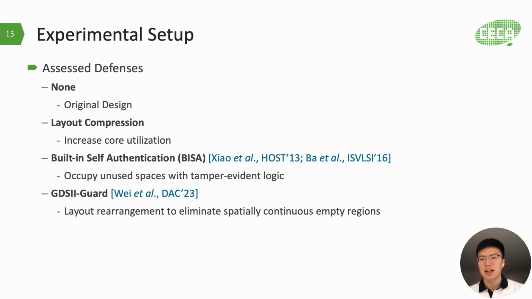Layout compression blindly increases core utilization to compress free place and route resources. Built-in self-authentication occupies empty layout spaces with tamper-evident logic. Our previous work, GDS2Guard, rearranges the layout to eliminate spatially continuous empty regions without increasing placement density. The last 2 defenses target security-critical cells.